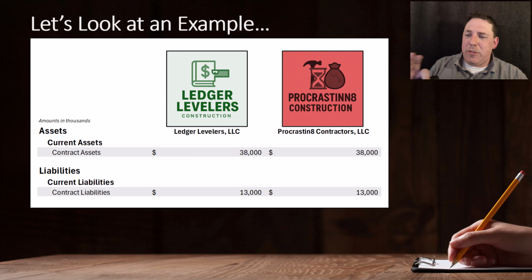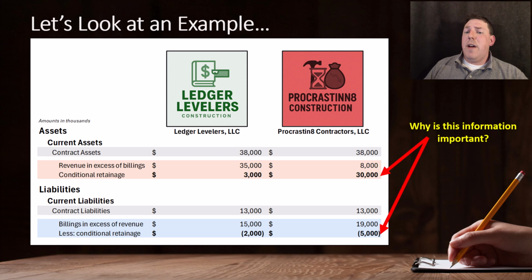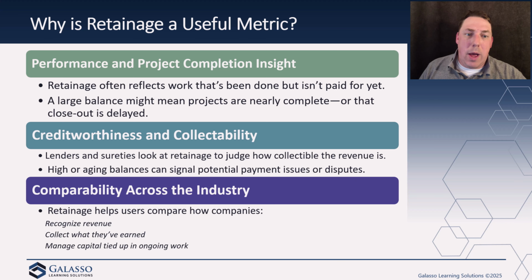We've got our contract assets, contract liabilities in those gray lines. But within these balances, we could have conditional retainage included, as well as other items like revenue in excess of billings and billings in excess of revenue. And understanding what's in this mix helps give users of the financial statements valuable insight into the contractor's operations. So what are some of those insights? Well, performance and project completion insights. Because retainage represents work performed but not yet paid, a large balance could indicate projects that are nearly complete or delays in project closeouts.